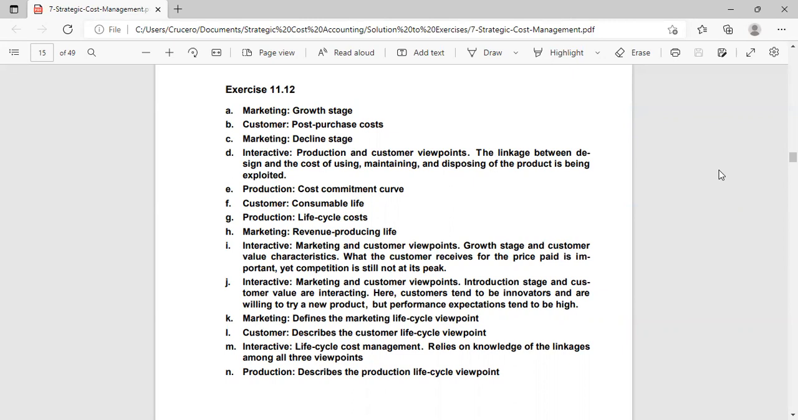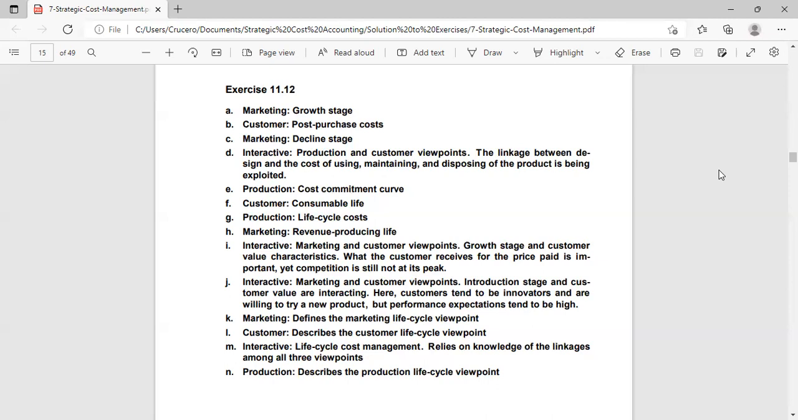In letter F, the length of time that the product serves the needs of a customer is the customer viewpoint, consumable life. G, all the costs associated with the product for its entire life cycle is production, life cycle cost. Letter H, the time in which a product generates revenue for a company is marketing viewpoint, revenue producing life.